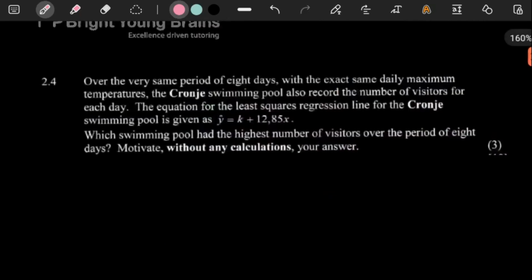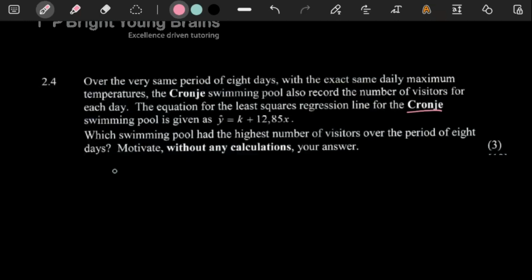Question 2.4 says: over the very same period of 8 days with the exact same daily maximum temperatures, the Cronje swimming pool also recorded the number of visitors for each day. The equation of the least squares regression line for the Cronje swimming pool is given by this. Which swimming pool had the highest number of visitors over the period of 8 days? Motivate your answer without any calculations.